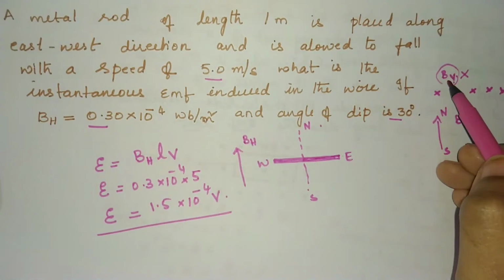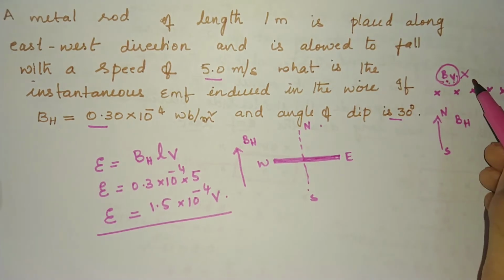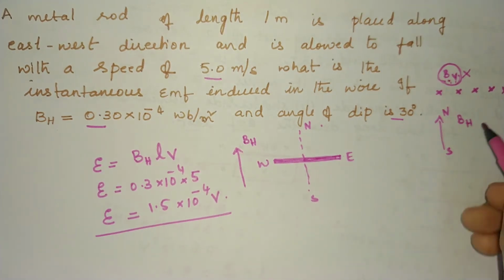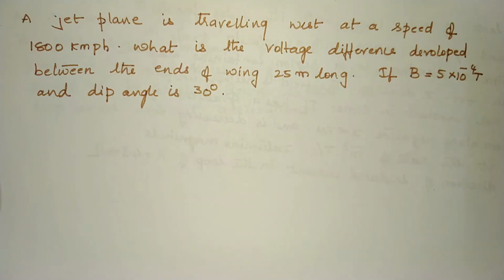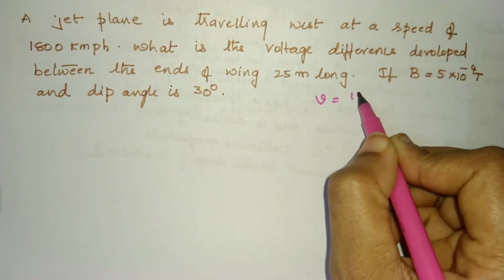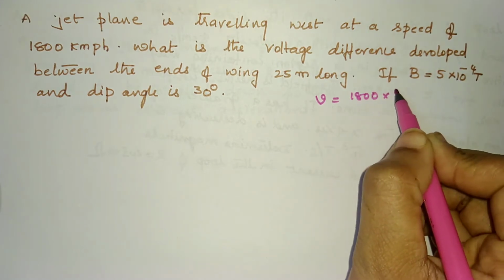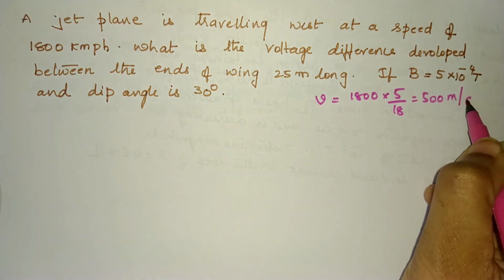So be careful, there are two components of Earth's magnetic field. BV directed into the plane of the paper, BH is from south to north. A jet plane is traveling towards west at a speed of 1800 km per hour. Okay, first convert the speed to meter per second. 1800 into 5 by 18, that is 500 meter per second.